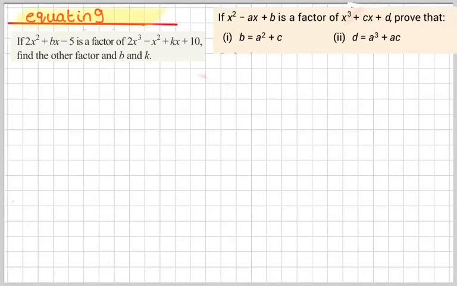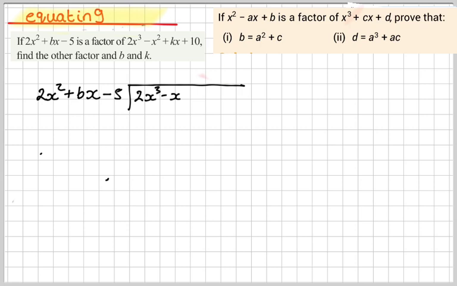Okay, we'll look at two further examples that will be related to equating, but in a slightly different sense, in that something is going to be a factor of something else, and then they're asking you to find some sort of unknowns, or in this case a third factor. So when I get an expression like this for the first one, it says this large expression is a factor of this. We know that means I can divide it into it equally. So 2x squared plus bx minus 5 can divide fully into this large expression here.